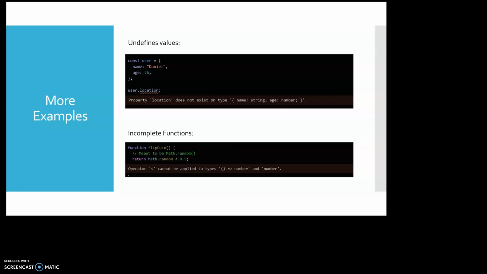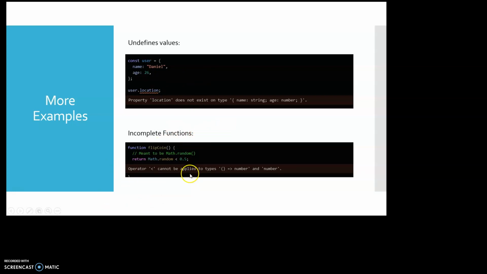TypeScript is also able to find unidentified values and incomplete functions. Usually unidentified values are okay in JavaScript, but if you're trying to do something specific, like display a message or something, it wouldn't be good for you to have undefined values. So TypeScript will find these undefined values and allow you to put value on them. So in here, the property location doesn't have anything assigned to it, so it would just display undefined when you run the program.